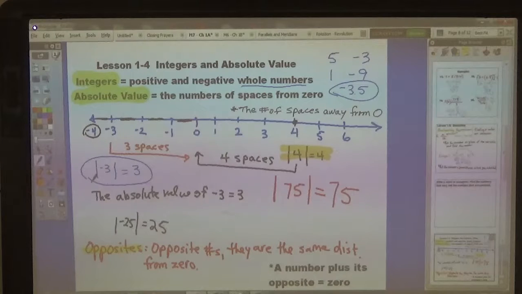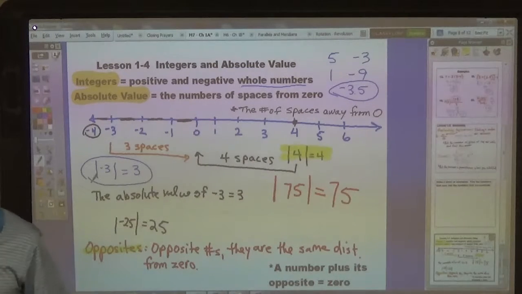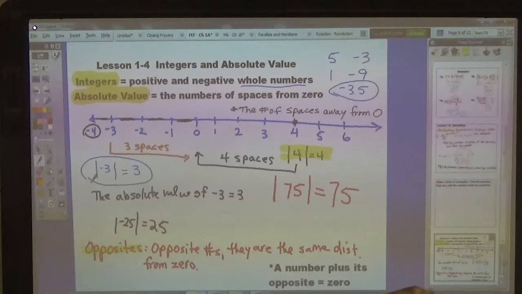And you have a quiz tomorrow. So study for the quiz on lessons 1 through 3. Writing expressions, you will be solving using the order of operations, and you'll be evaluating expressions, like we did for today. Okay?